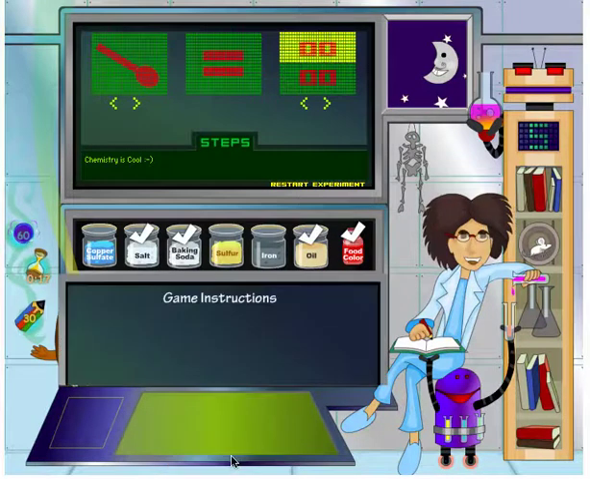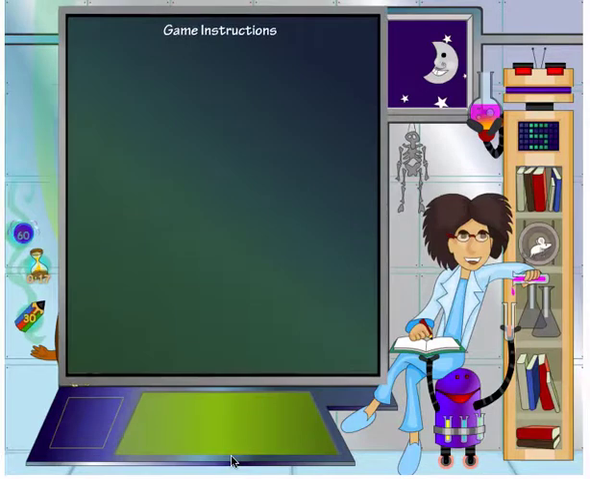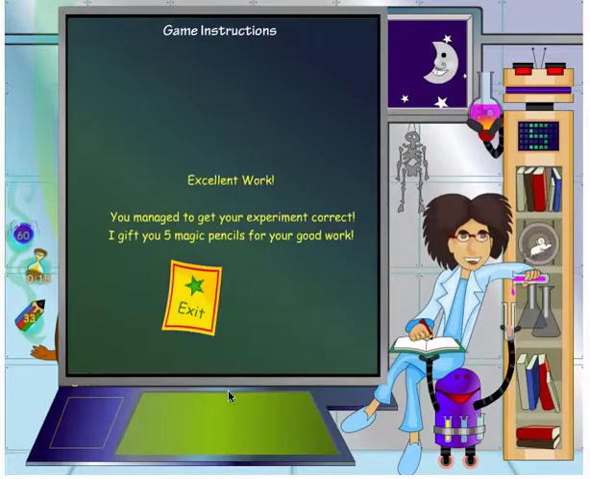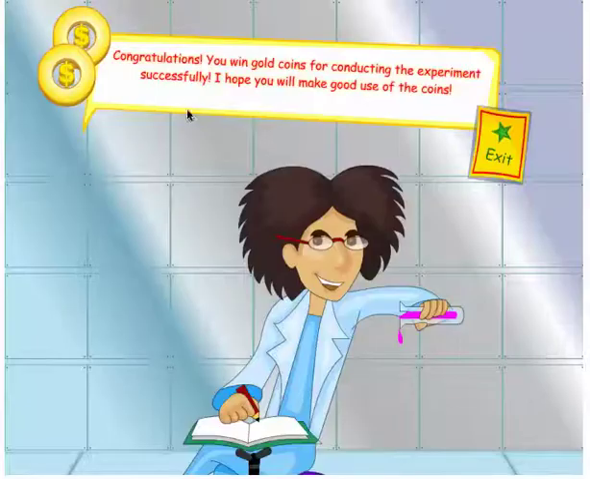So I've completed the science experiment. You managed to get your experiment correct. I gift you 5 magic pencils for your good work. Click exit. Congratulations, you win coins for conducting the experiment successfully. I hope you will make good use of the coins. So I'm going to exit.